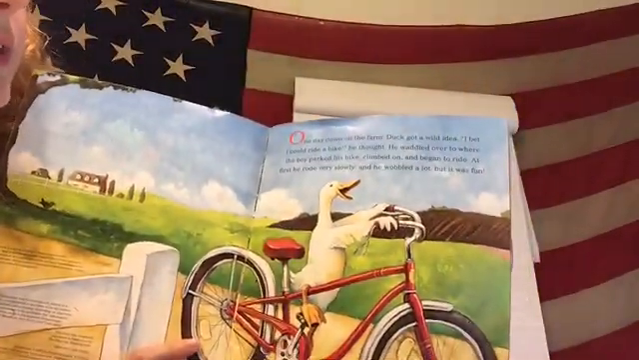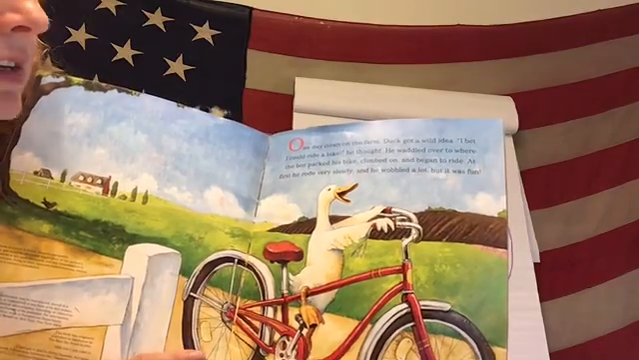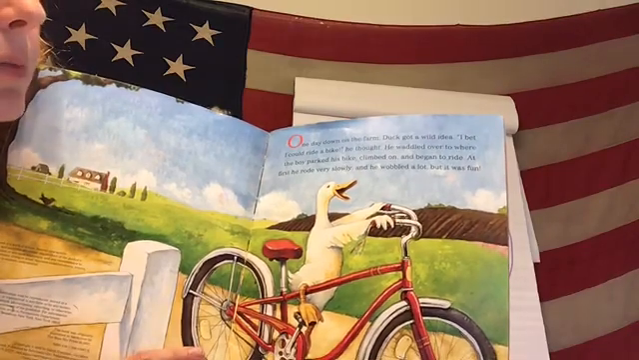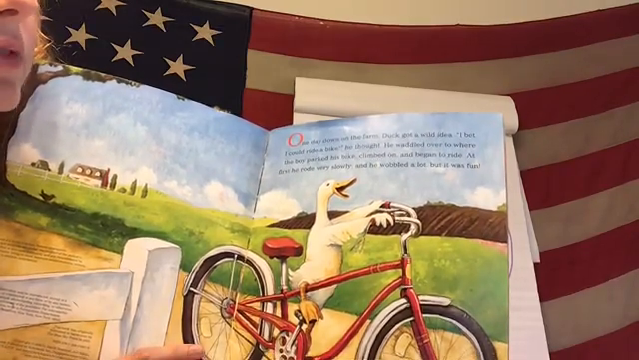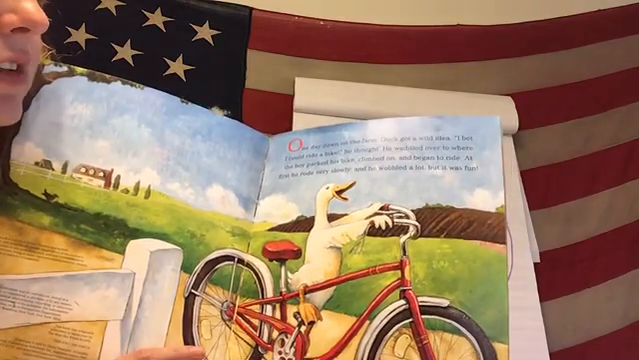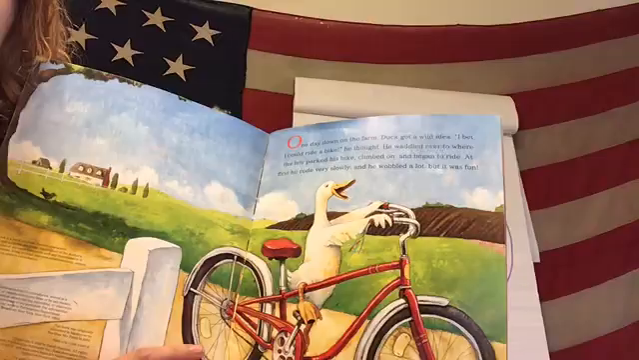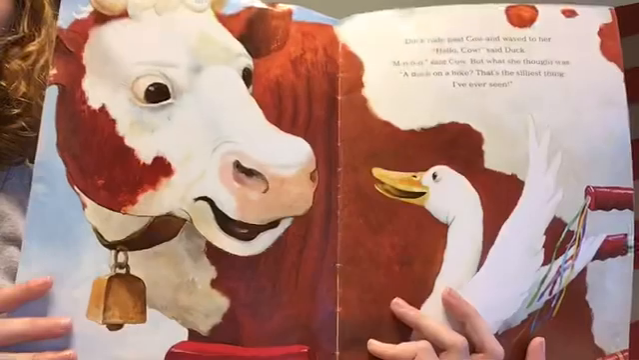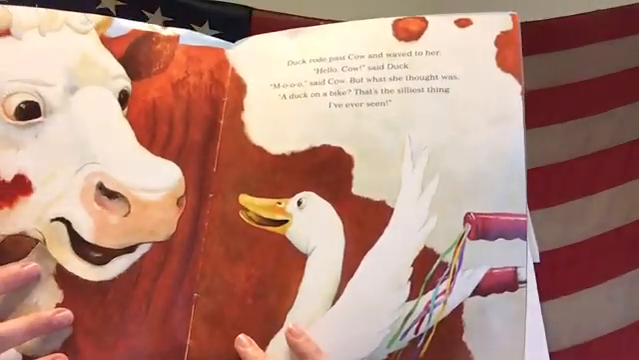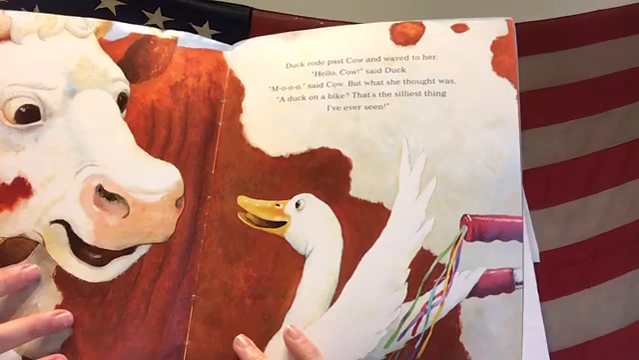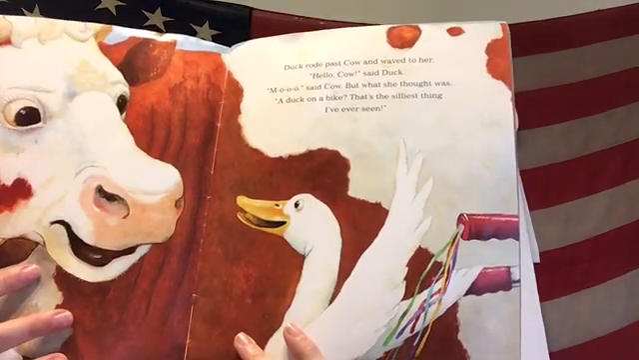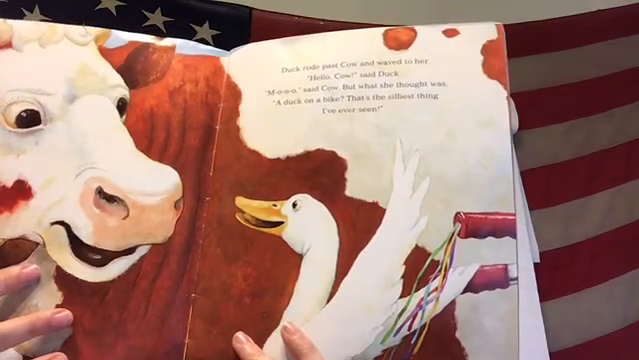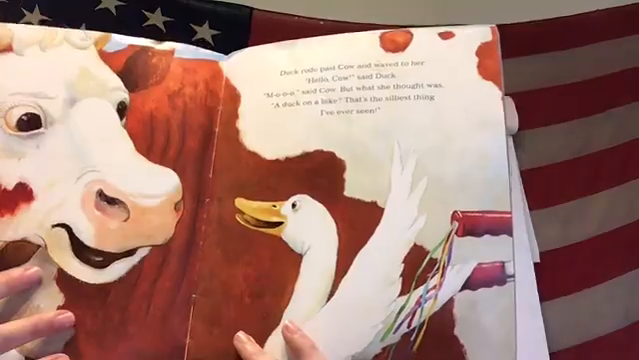One day down on the farm, Duck got a wild idea. "I bet I could ride a bike," he thought. He waddled over to where the boy parked his bike, climbed on, and began to ride. At first he rode very slowly. He wobbled a lot, but it was fun. Duck rode past Cow and waved to her. "Hello, Cow," said Duck. "Moo," said Cow. But what she thought was, a duck on a bike? That's the silliest thing I've ever seen.